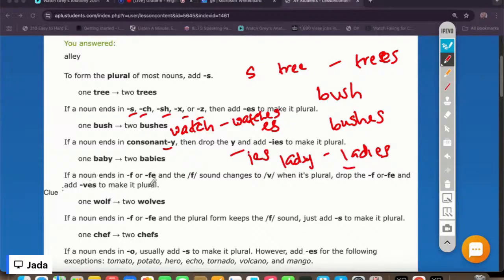If a noun ends in f or fe, and the f sound changes to v when it's plural, you drop the f or fe and then add ves to make it plural. So, for example, wolf, and then you drop the f and make it wolves in the plural form. Or when we have leaves, okay, like this. All right.